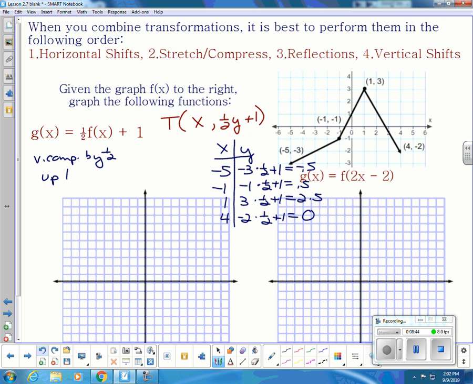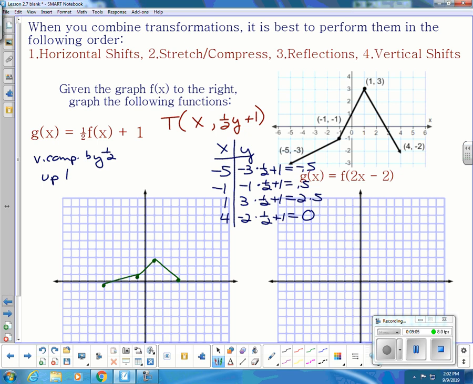Okay, and then you just graph your new points. So you have -5, -1/2. -1, +1/2. 1, 2.5. 4, 0. Make sense?